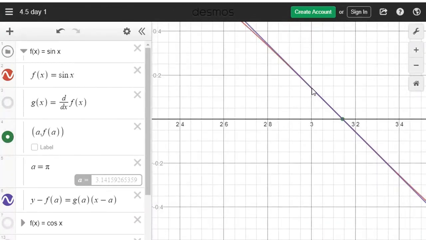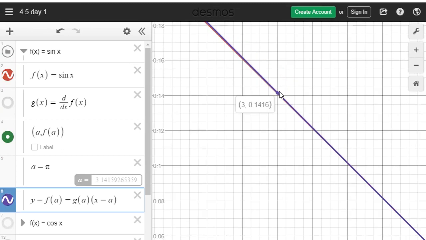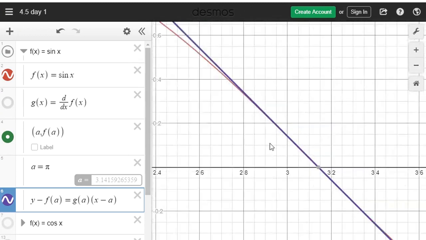So the function value at 3 is 0.14112. And the value of the linearization is 0.1416. That's really, really, really close. And so linearizations are good for approximating things.